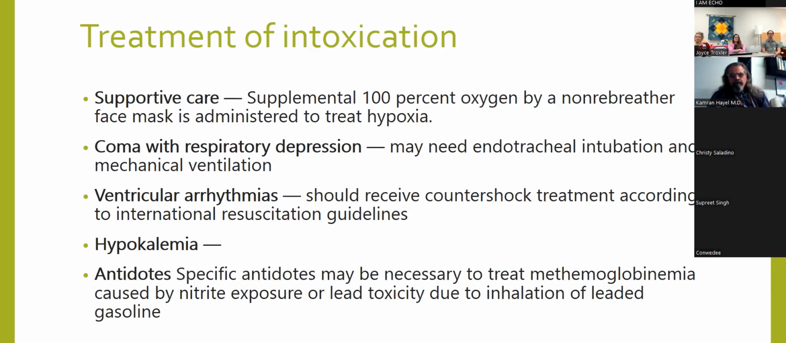Supportive care, supplementation of oxygen is very important during that period of time, and also making sure that the patient's respiratory system and heart are evaluated and the patient doesn't go through any kind of arrhythmia. Checking the potassium is very important. Most of those substances sometimes cause hypokalemia. And if there is any particular substance that has an antidote, it could be used, but it's hard to have that. We know that some of those products do have lead in them and can cause lead toxicity.